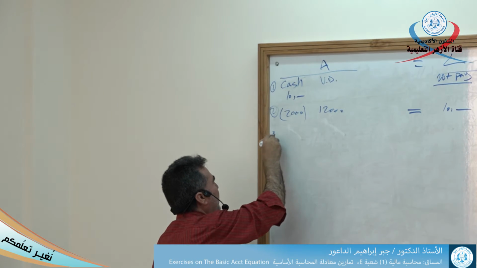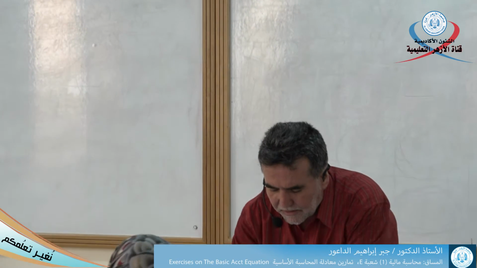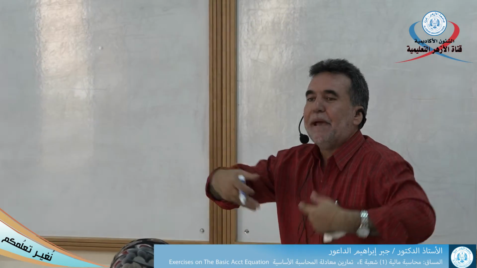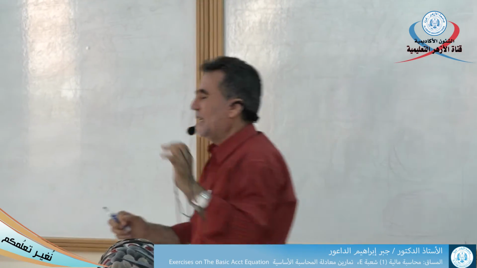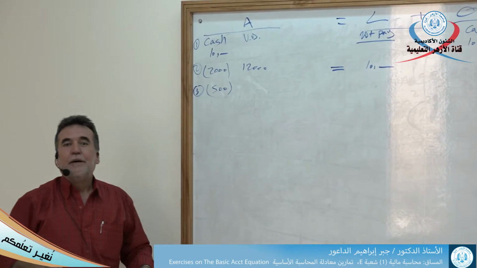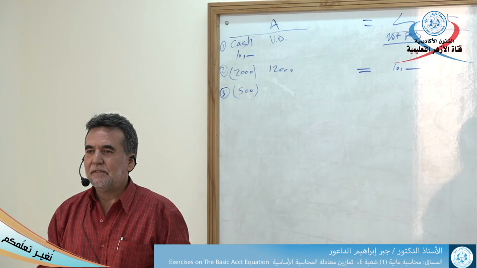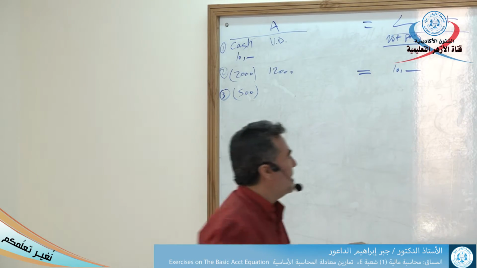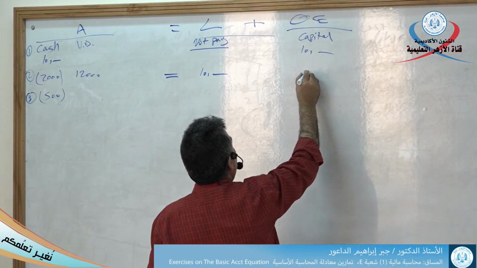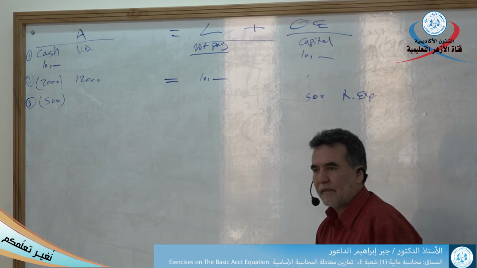Transaction number 3. Paid 500 for office rent for the month. Paid. يبقى الكاش إيش بده يصير؟ Decreased. الكاش decreased by 500, rent expense. مصروف الإيجار. Owner's equity will be affected. Owner's equity decreased by 500, which is rent expense.